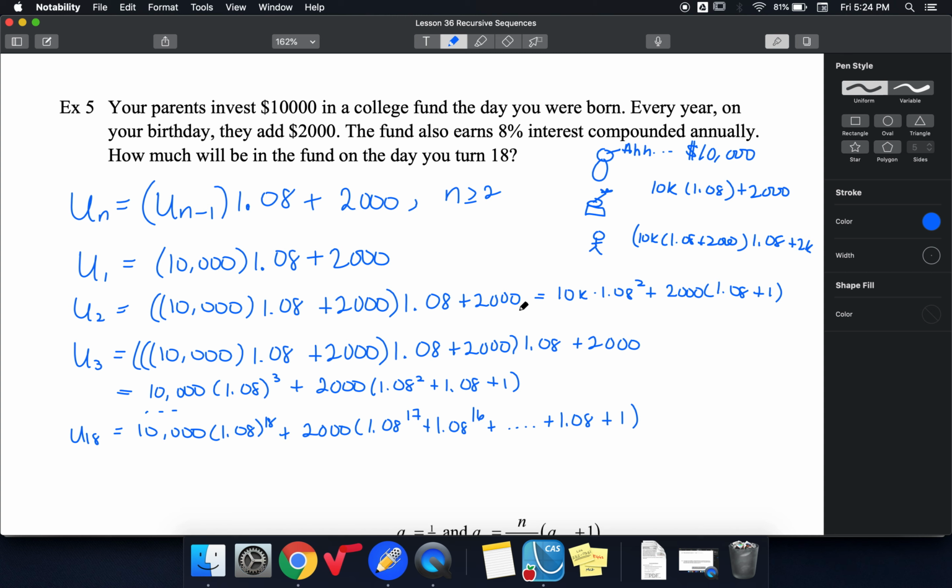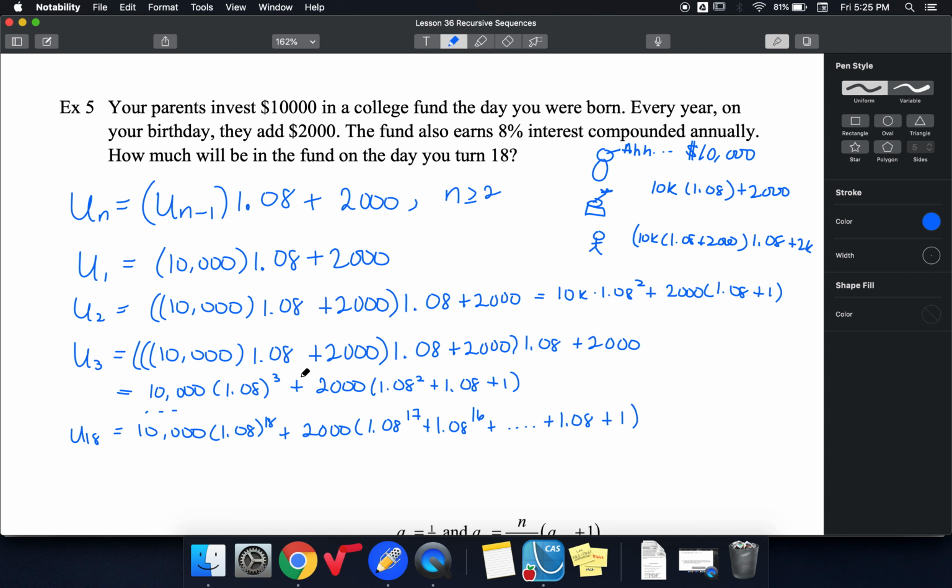All right, so then at the start of your third year, when you turn 3, all of this money gets 100% plus the 8% interest, and we add 2,000. Again, if I expand this and rearrange it, I'm going to have 10,000 times 1.08 cubed plus 2,000 times 1.08 squared, 2,000 times 1.08 plus another 2,000.